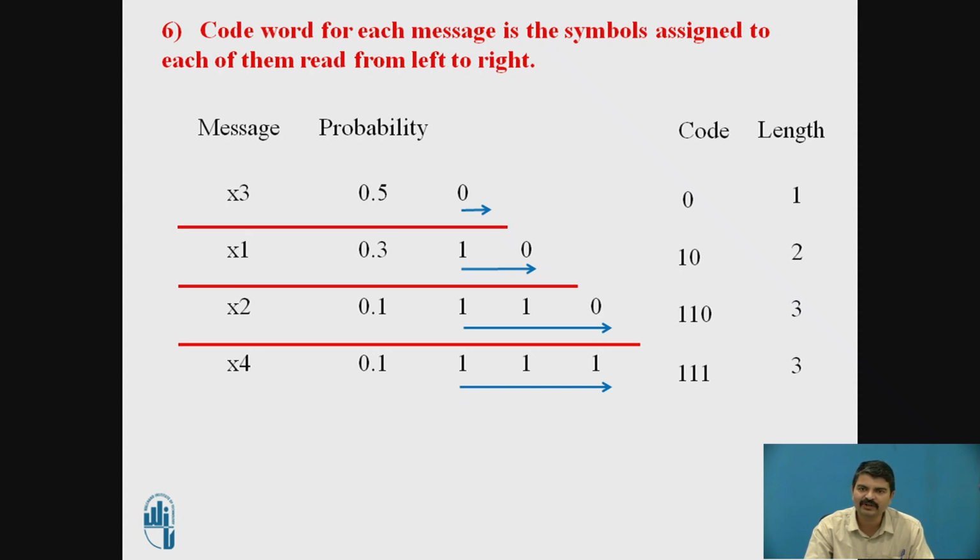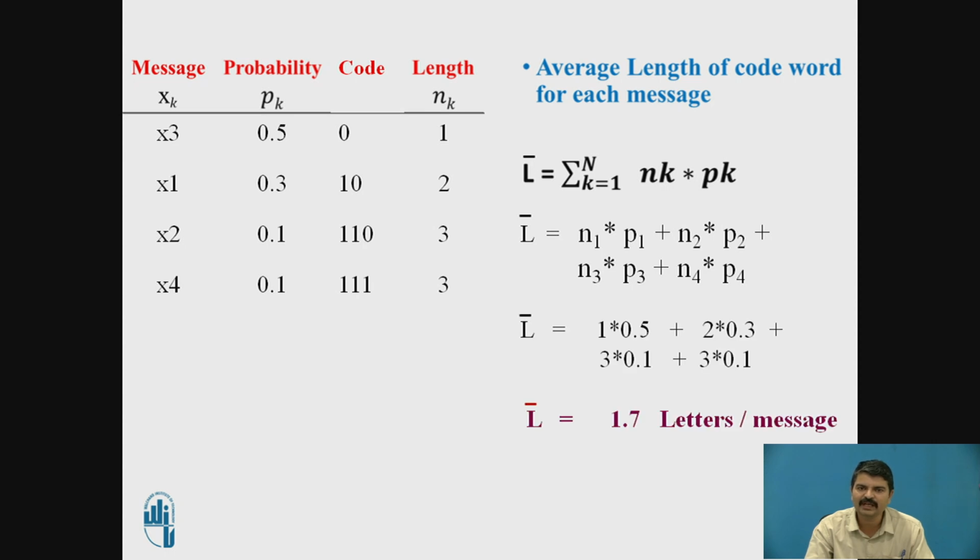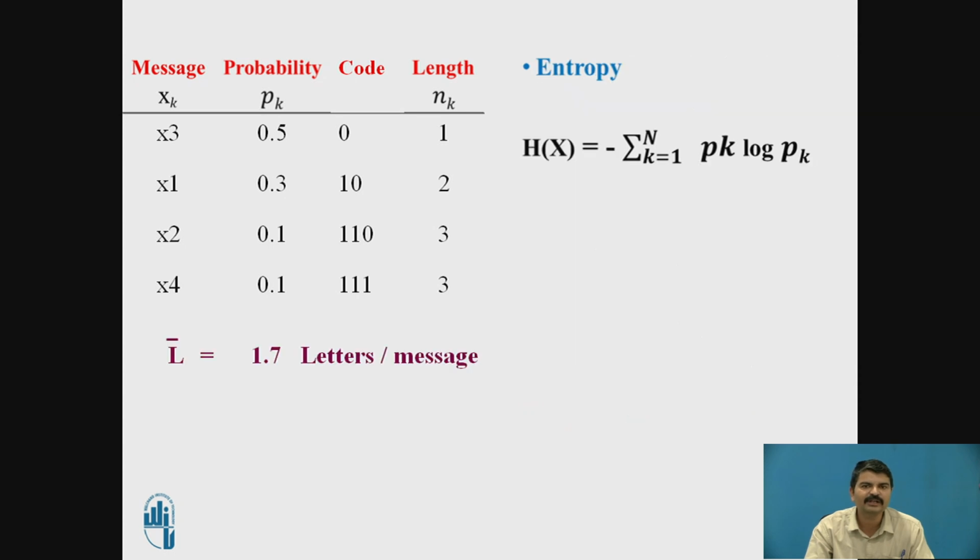So what is the length? For 0 it is 1, for 10 certainly it is 2, for 110 and 111 it is 3. You can see here the code lengths. Now we have a formula, and before directly dealing with the L and H values, you need to prepare one table, and in that table we assign x1, x2, x3 in tabular format. According to the formula, when I put in the values, I get the average length per code word as 1.7 letters per message.